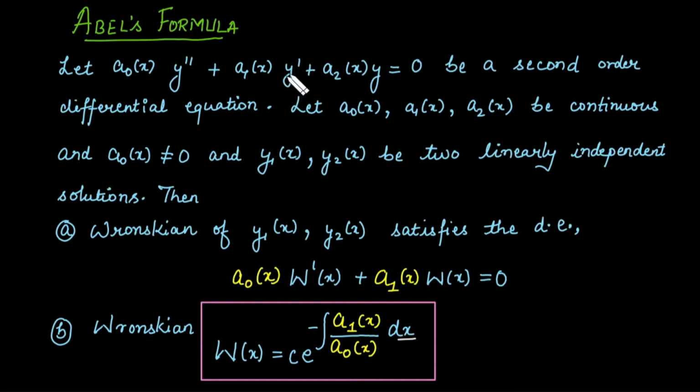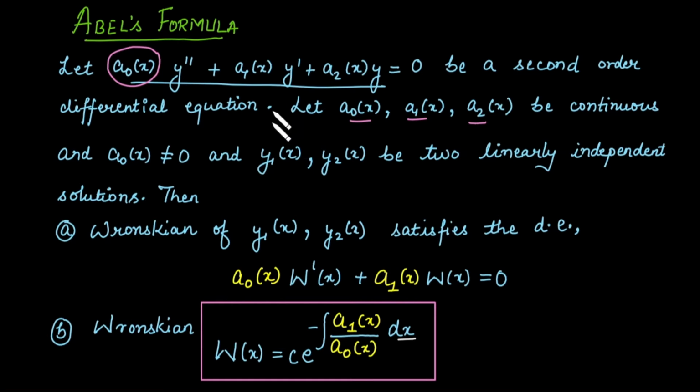Abel's formula. In this video, we are going to learn what Abel's formula is for the second order differential equation. Basically, Abel's formula is the mathematical formula that expresses the Wronskian of two solutions of the second order differential equation. So in this case, we have taken the second order differential equation of this form where a0, a1, a2 are all continuous functions and a0(x) is not equal to 0, meaning the coefficient of the second order derivative is not equal to 0.